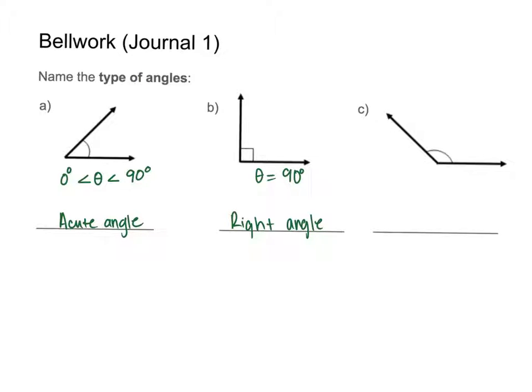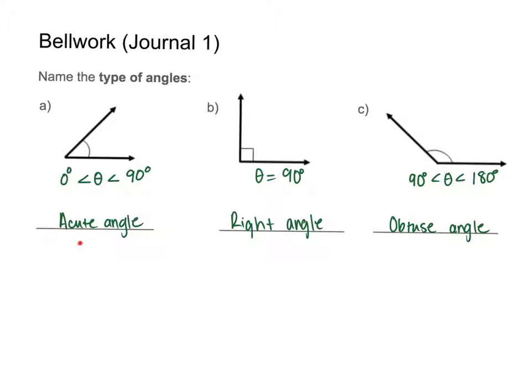And then last but not least, we have an obtuse angle. An obtuse angle is any angle, or theta, that is between 90 degrees and less than 180. If you remember, an angle that's 180 is a straight line. So an obtuse angle is anywhere between 90 and 180. It's not quite a straight line or a straight angle yet.